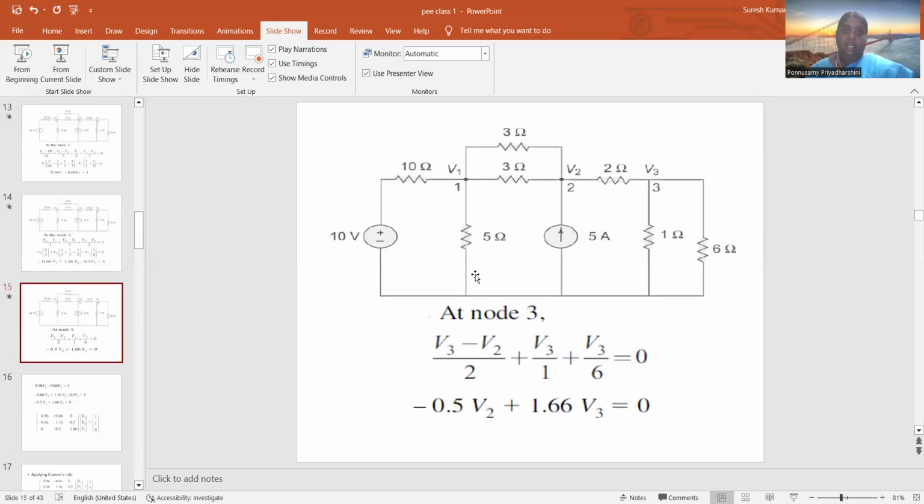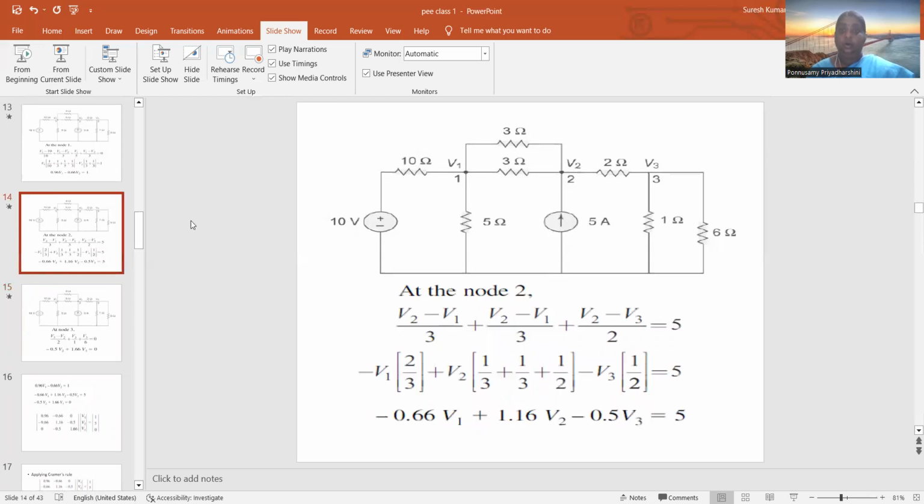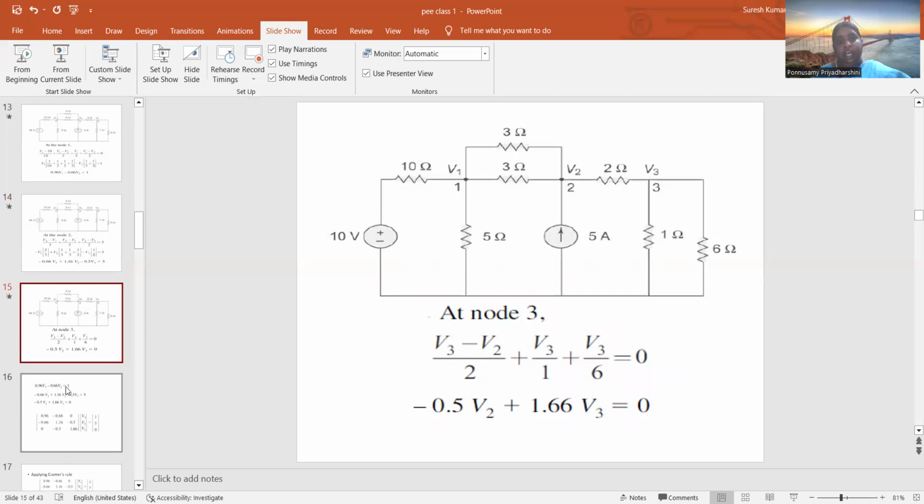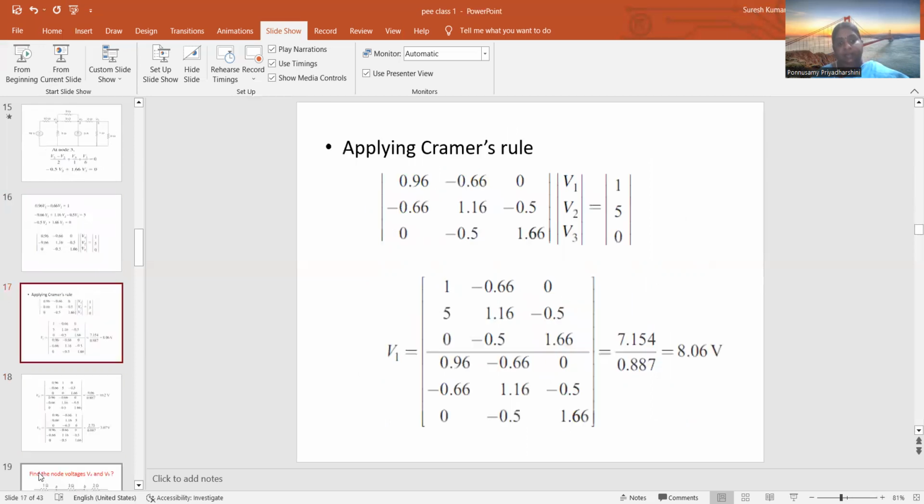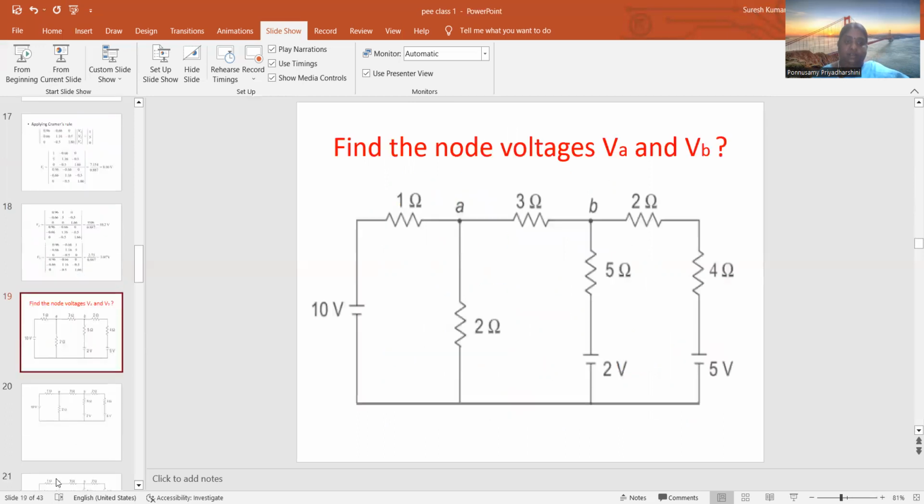And the next is at node 2. In node 2, similarly here also 3 resistors are connected and 1 current source has been connected, directed towards the node. So 5 amps and the remaining terms as they are. We have to use Ohm's law and write the equation. And the final equation is this. And similarly, this is my last equation. If we analyze all three, our voltages V1, V2 and V3 are found by applying Cramer's rule. Find the del and get V1, V2, V3.